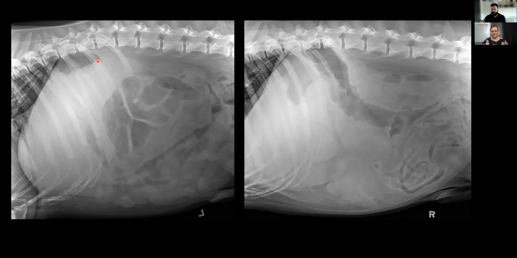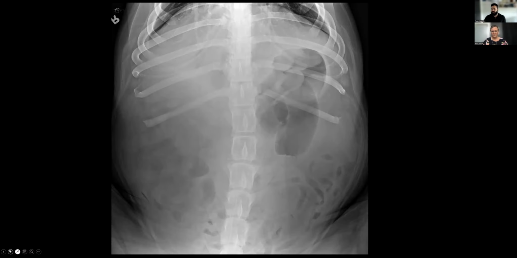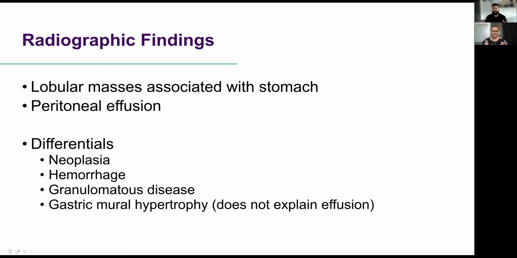So we've got those findings in our lateral projections. And of course, no abdominal series is complete without a ventrodorsal projection as well. We've taken that and it confirms our findings here, where we've got this lobular soft tissue at the level of the gastric fundus, which is outlined by gas. So putting these pieces together, we've got lobular masses associated with the stomach and peritoneal effusion.